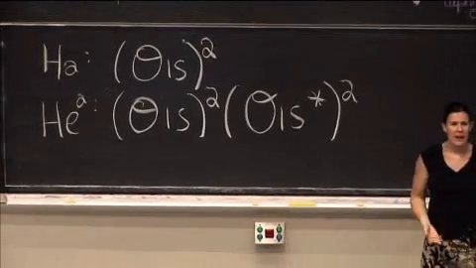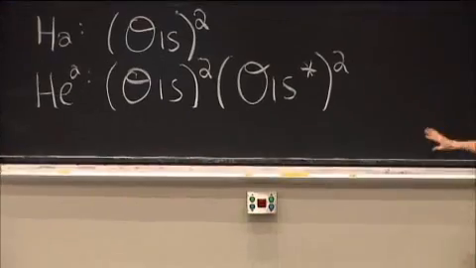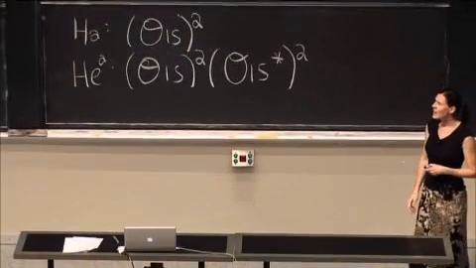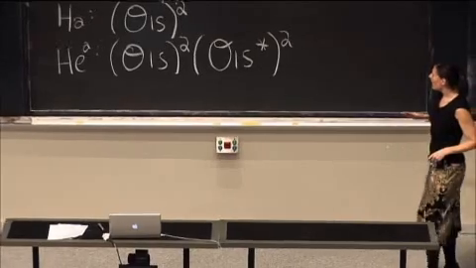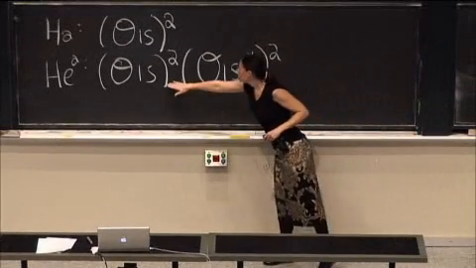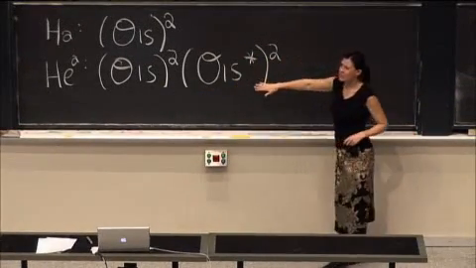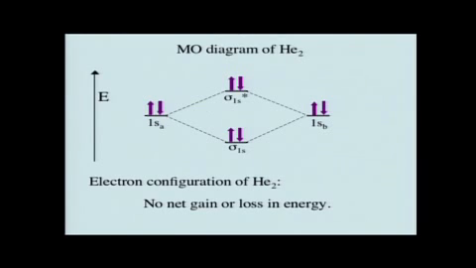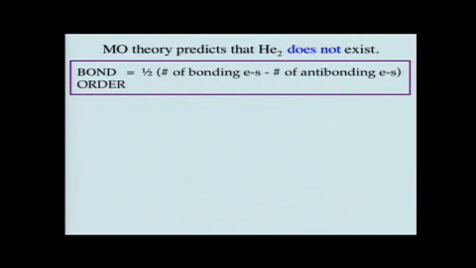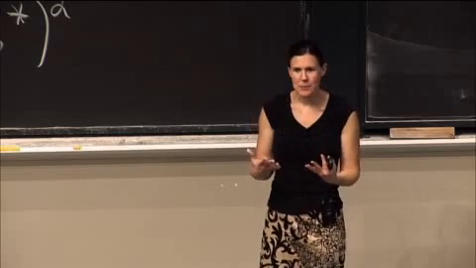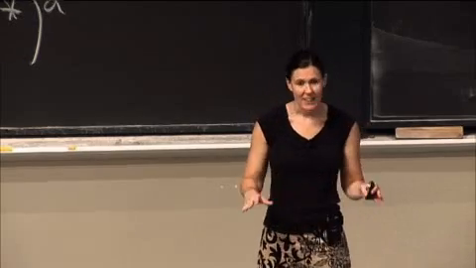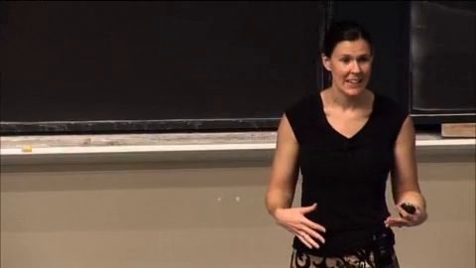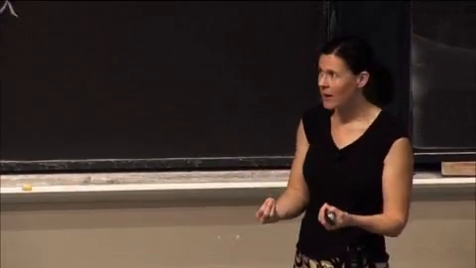So we can compare the two electron configurations, and we can actually think about what we figure out from them. We see that two electrons are lowered in energy, two electrons are raised in energy. So we have no net gain or no net loss in energy for He2. And there's actually a way that we can make predictions here. Molecular orbital theory predicts that He2 does not exist because it's not stabilized in terms of forming the molecule.